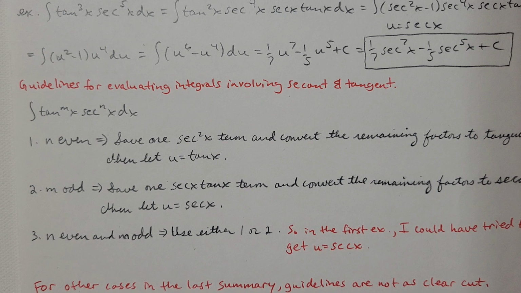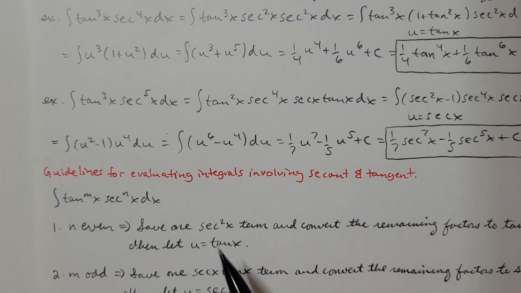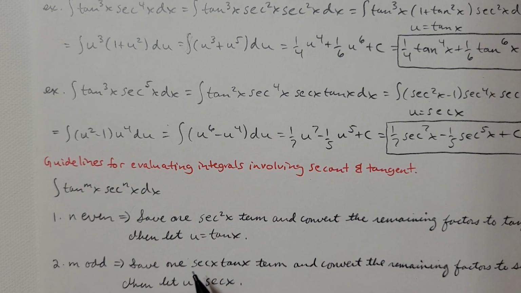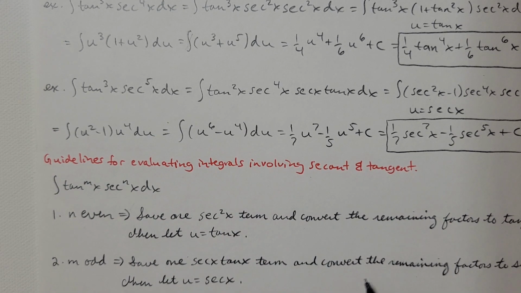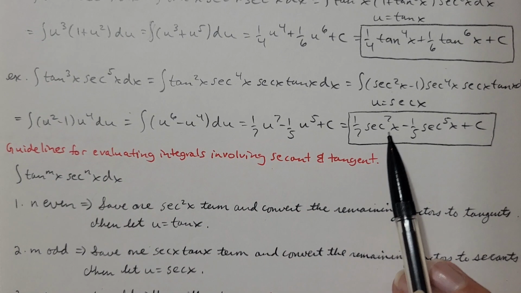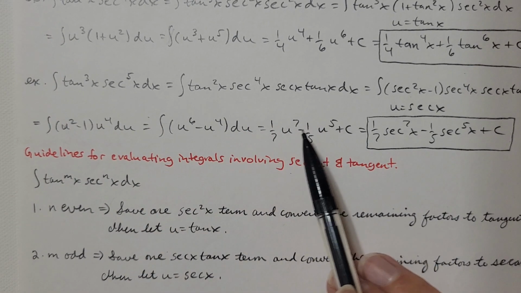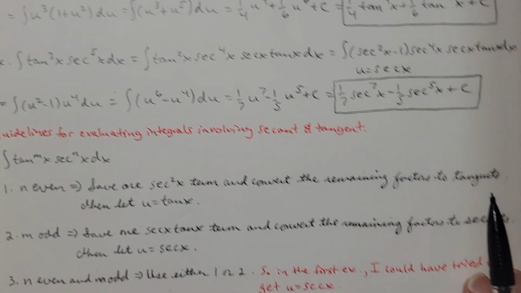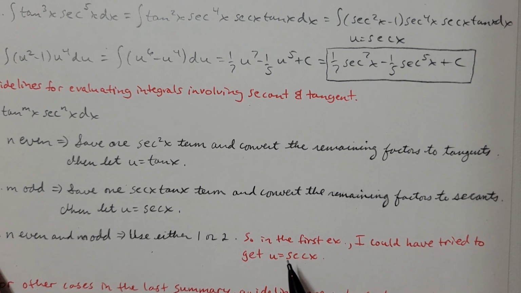Item 2 here, if m is an odd number, like we saw in this problem, says that you're going to save one secant x times tangent x term and convert the remaining factors to secants. Okay, and then let u be secant x. Well, that's exactly what we did right here.